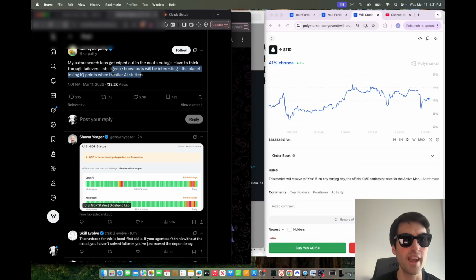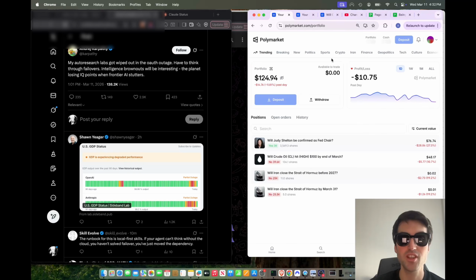Even people like Andrej Karpathy, one of the biggest names in AI, were tweeting about it. He said his auto research labs got wiped out in the OAuth outage, and that he has to think through failovers. That's exactly what I've been doing, because I did not have failover set up for this thing, and it cost me. Obviously, I'm not too sad.